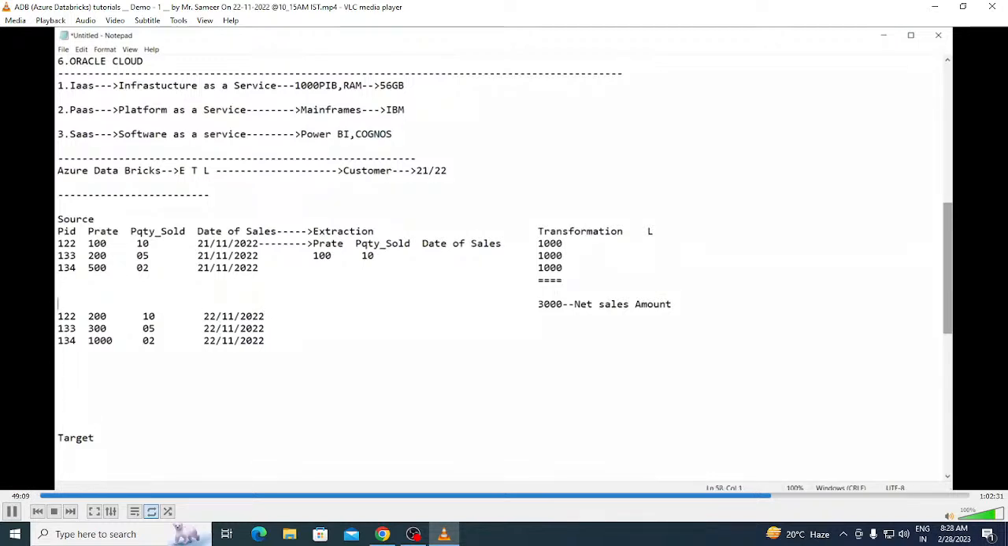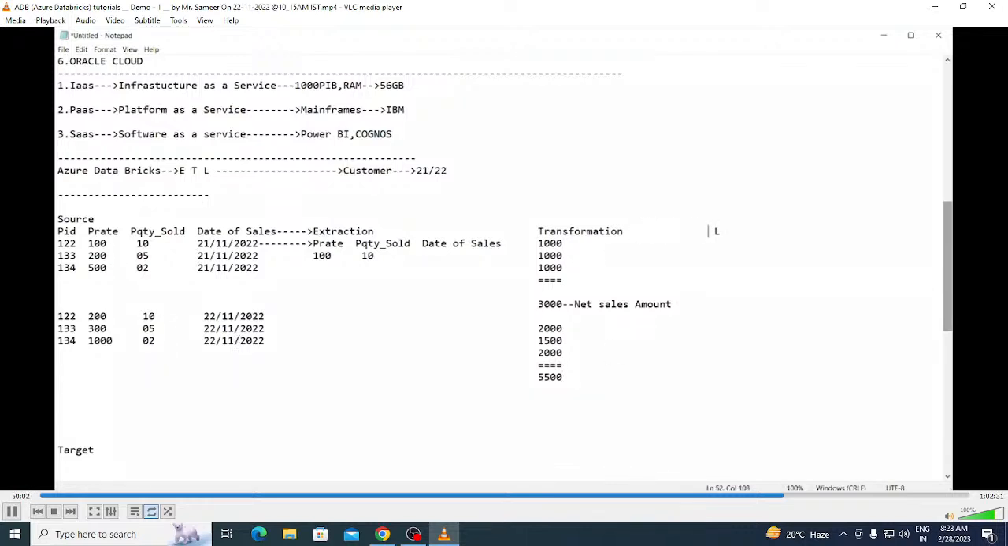For the 22nd day, 200 into 10 means 2,000. 300 into 5 means 1,500. 1,000 into 2 means 2,000. So now calculate the sum: 5,500. Now, guys, this is the net sales amount. This process is called the transformation process.